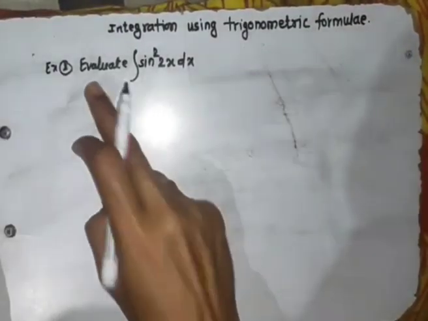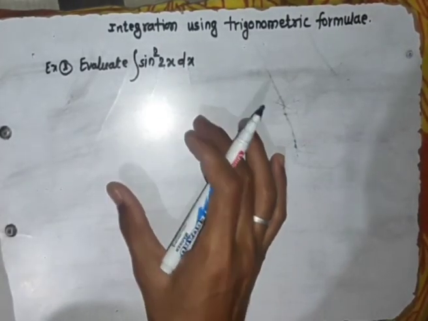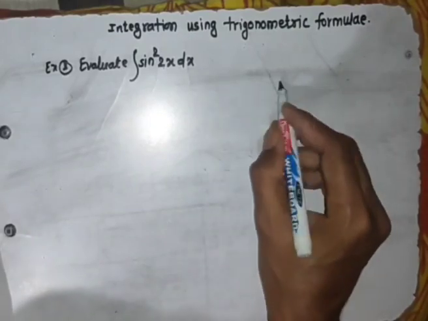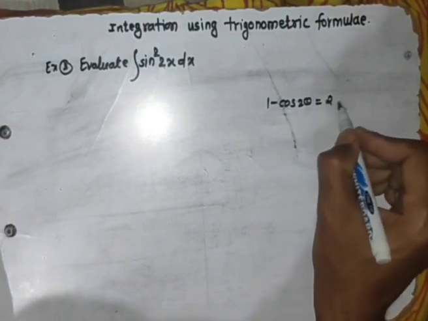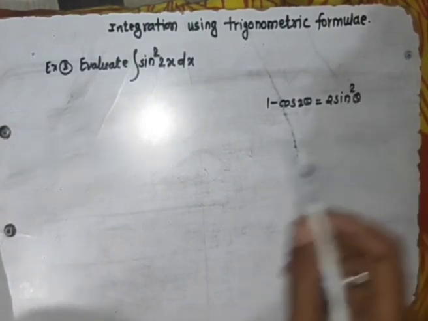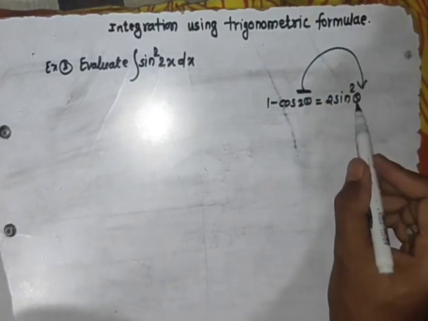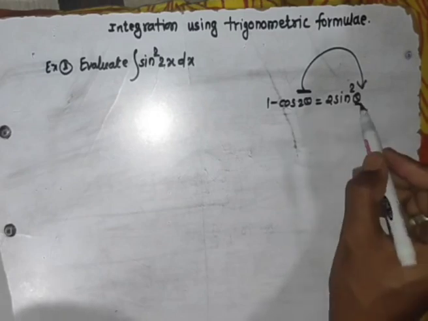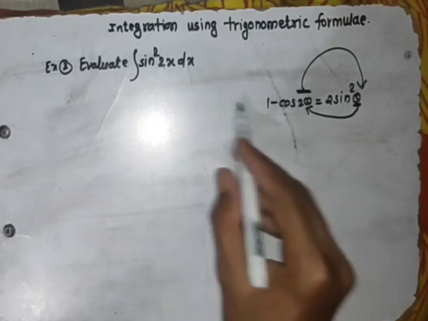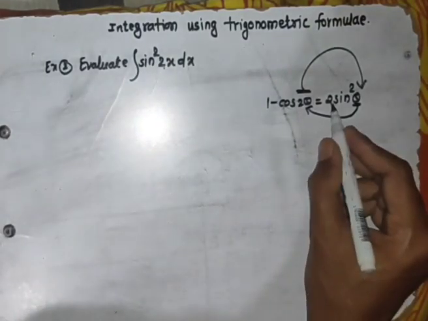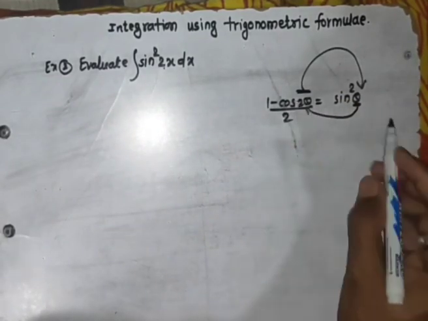Let's see the second example. Integration of sine square of 2x with respect to x, using the same theory as the previous problem. We have the formula: 1 minus cos of 2 theta is equal to 2 sine square of theta. Now remember the relation here. Here is a double angle, and this converts it into a single angle, or we can say here is a single angle, it gives us a double angle in linear form. Using the same theory, shifting this 2 to the left-hand side, we can write sine square theta is nothing but 1 minus cos 2 theta, divided by 2.